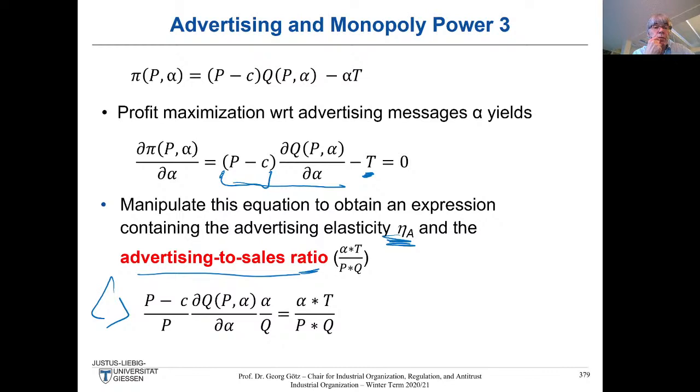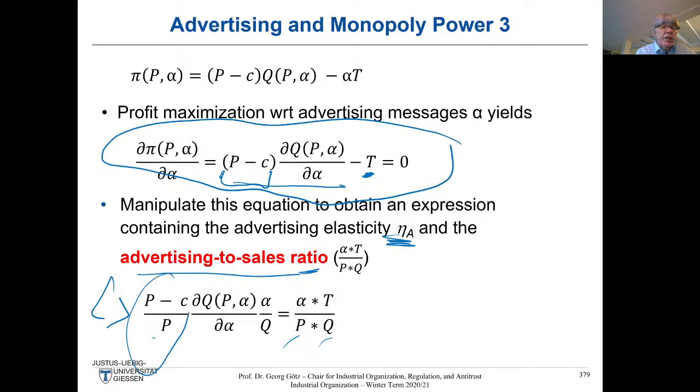Now what we want to do is just rearrange this first order condition. Put t on the other side, multiply both sides with alpha, then you already have something close to the advertising elasticity. Then we need to divide both sides by q, and then divide both sides by p, and what you see is that you get the Lerner index here. And you get the advertising elasticity here, which is equal to the advertising to sales ratio.